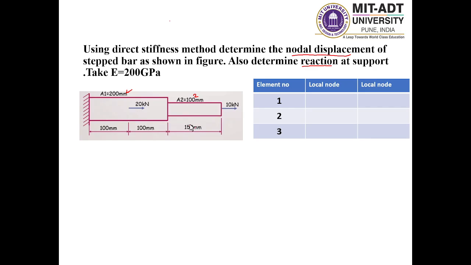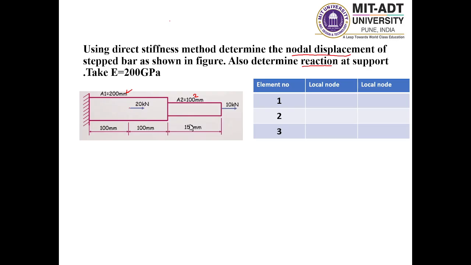Now the first task is to discretize, or divide, this physical problem into steps, that is, convert this physical problem into an analytical problem. So how can we convert it? The first step is to discretize, or divide, this into a number of elements. Normally, wherever there is a change in area, we consider that as a different element. So this is one element, and this is a different element.